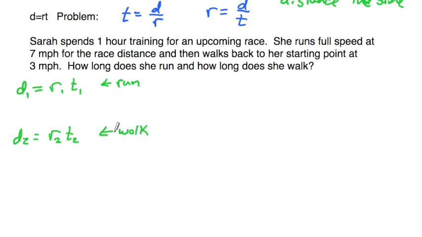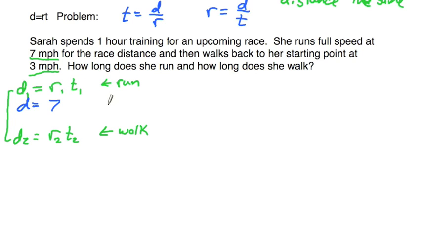Alright, so what do we know? Well, one thing we know is these two values are exactly the same, so I could just call them D. Be done with it. We know what R1 and R2 are. R1 for the race running is 7 miles per hour going out, and R2 is the walking back at 3 miles per hour. So let's see here. D is exactly the same for both of these, so I'm just going to call it D, equals R1, which is 7. And now the time.